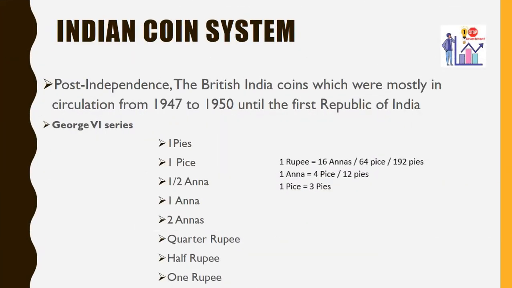To understand older tax rates, we have to know a little bit about our coin systems. Post independence for 3 years, that is from 1947 to 1950, until the First Republic of India, we used George 6 series coins, and these are the available denominations. So, to understand taxation better, let's remember this. 1 rupee is equal to 16 annas.